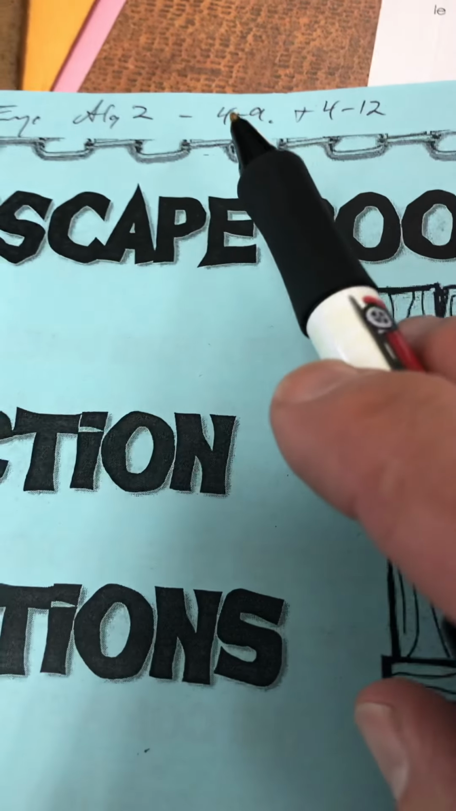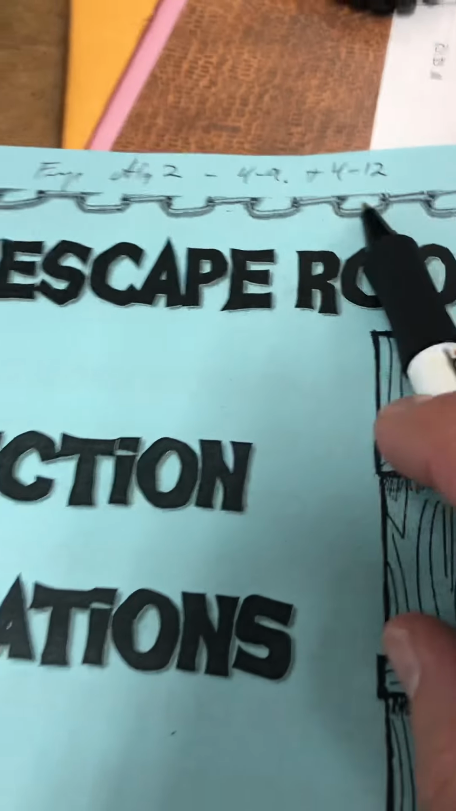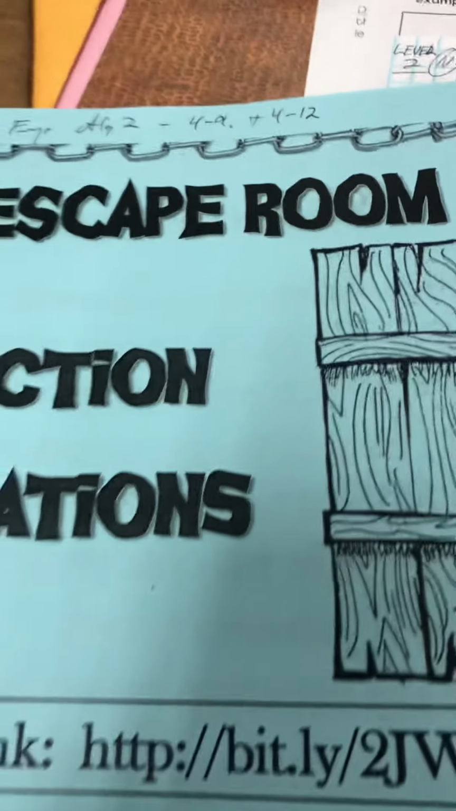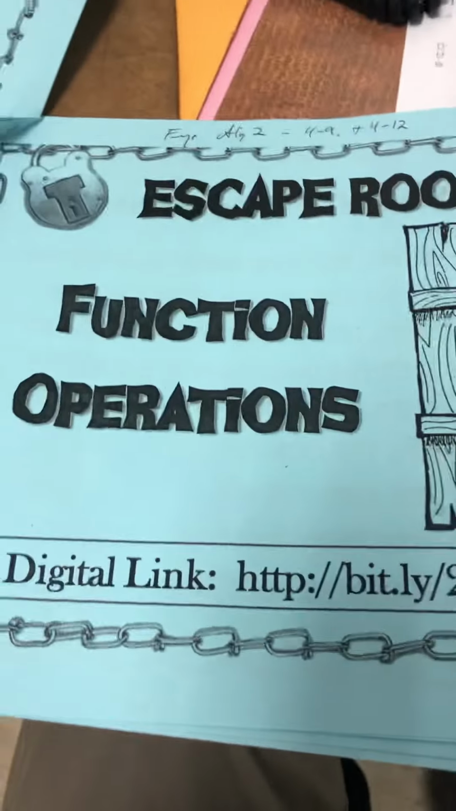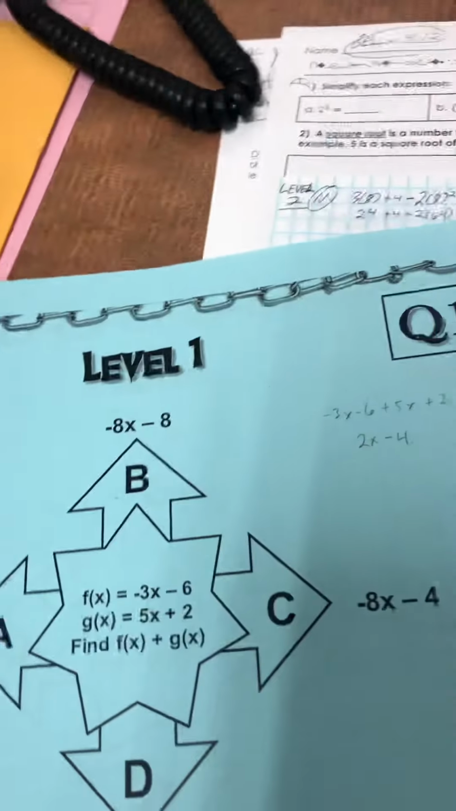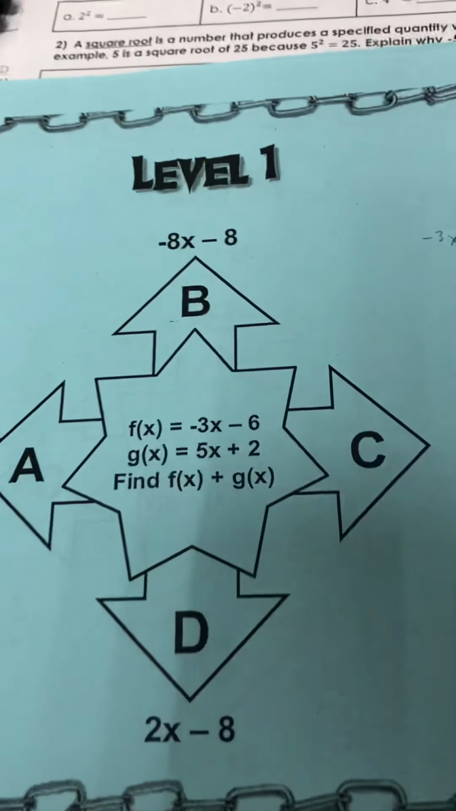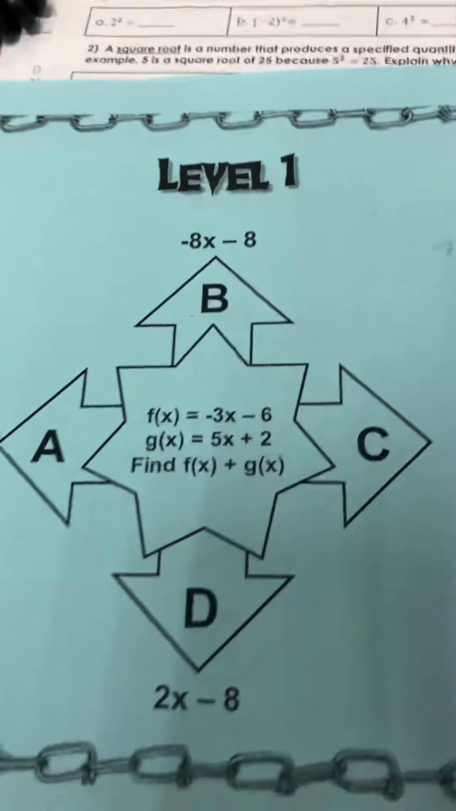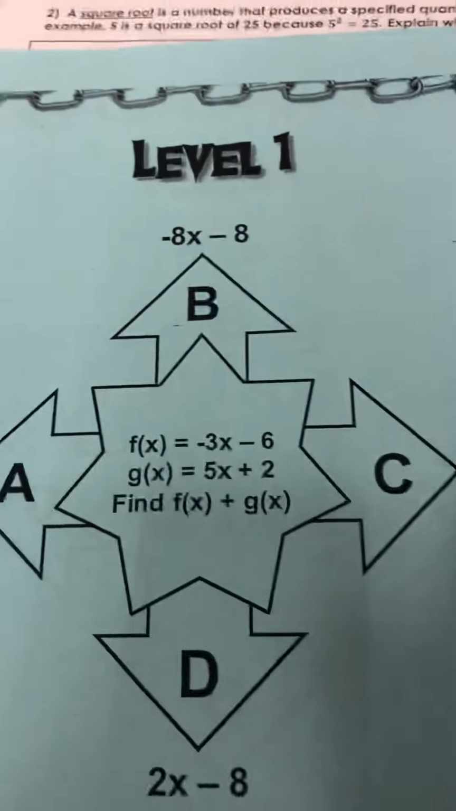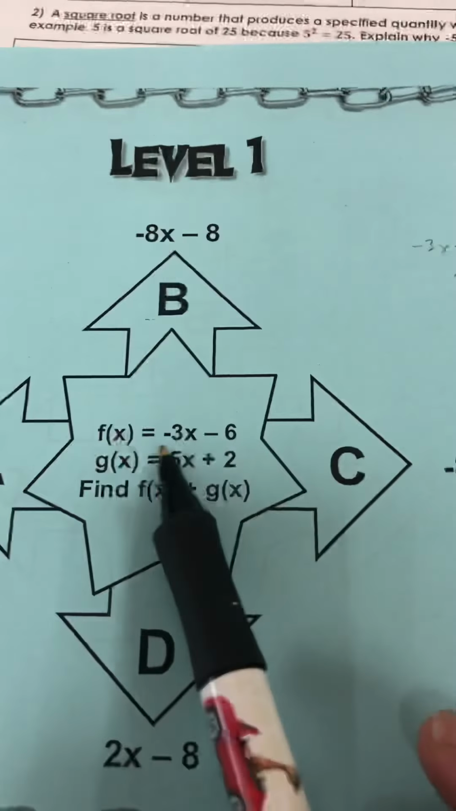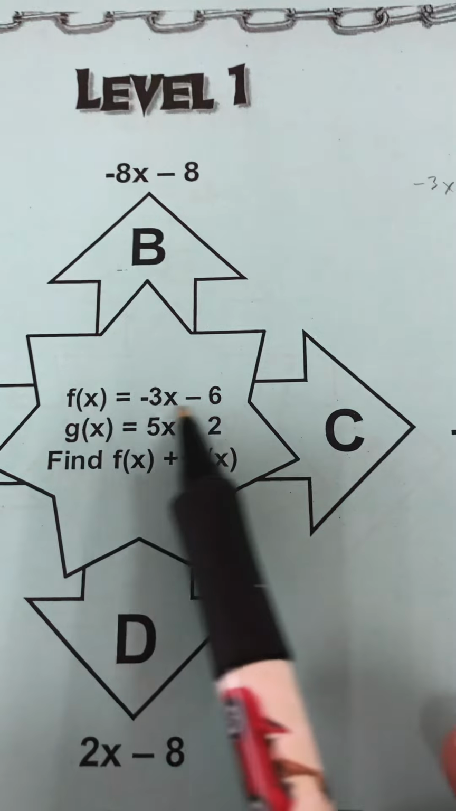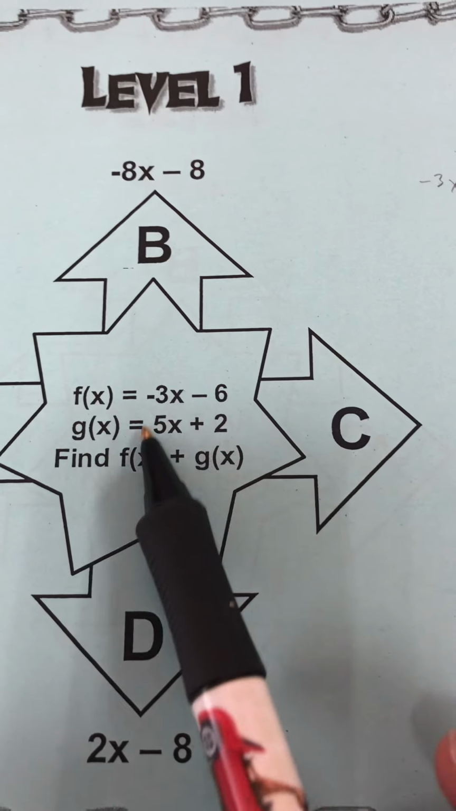We were working on this last Friday, and today, the 12th, this is escape room functions operations. Let me just take you through the problems. I'm not going to do all of them, but I'm going to lead you along in most of them. Here we go. When we're figuring out level 1, they want us to take this plus this.